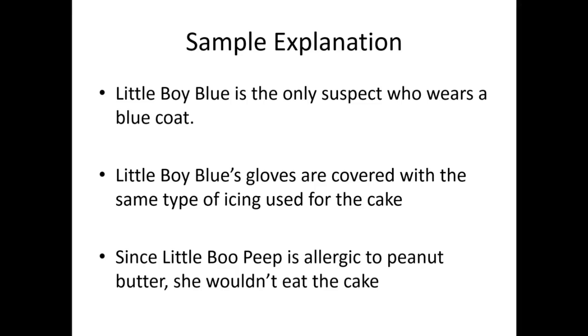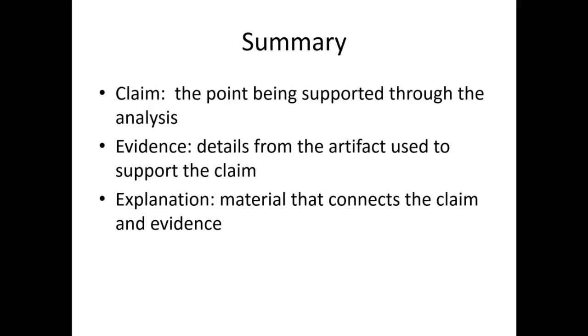Let's take a second to review the concepts discussed in this video. Analytic writing breaks an item into its components and explains the relationships among those components. This genre tends to use the same three moves. It centers around a claim, the point the writer is trying to prove through the analysis. That claim is supported with evidence, specific details taken from the artifact. Because evidence can be interpreted in many different ways, we often have to add explanation that helps the audience see the connection between the claim and the evidence.